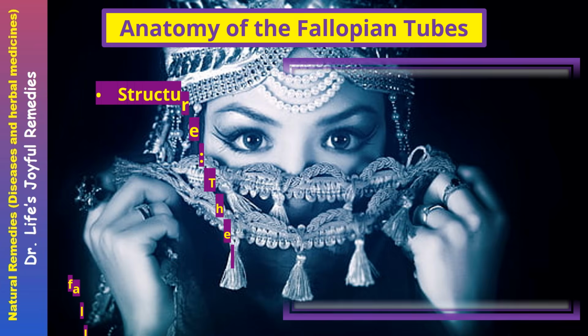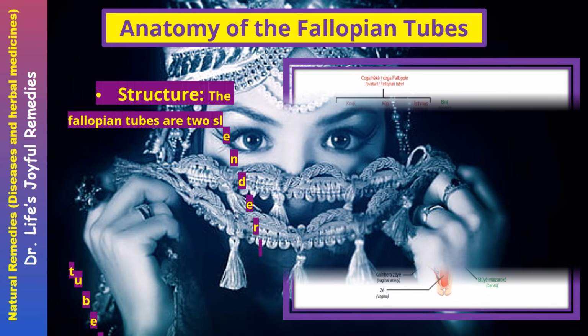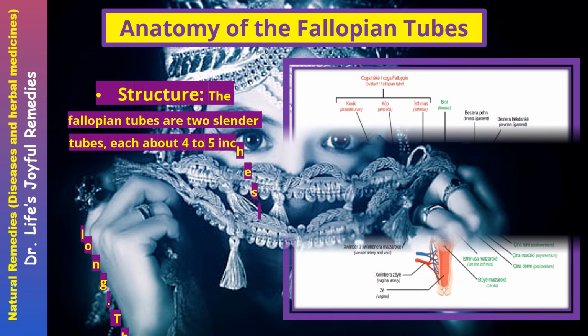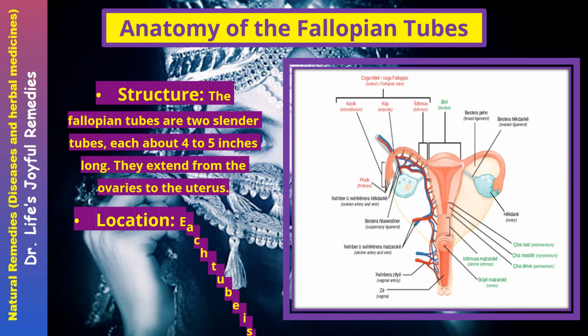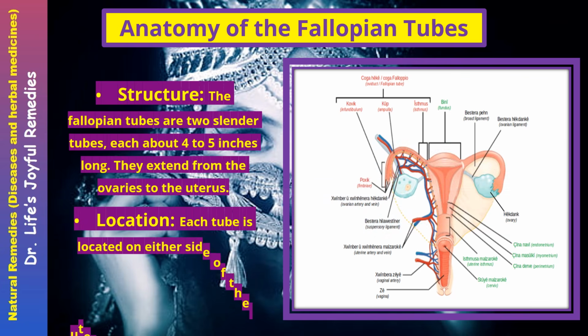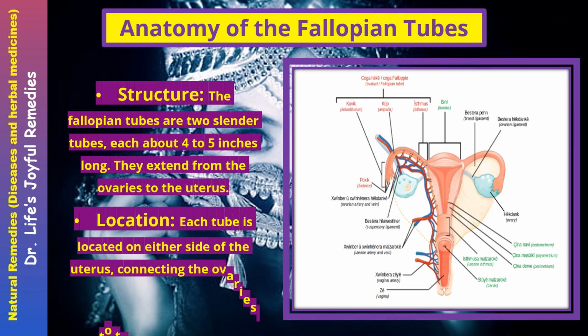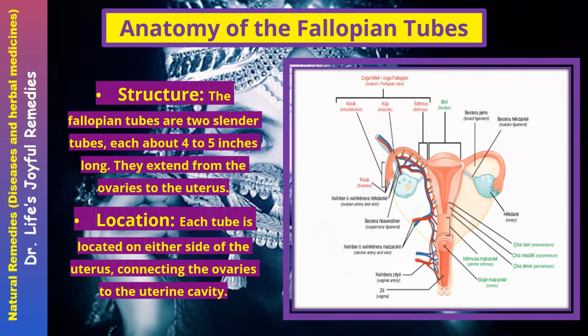Anatomy of the fallopian tubes. Structure. The fallopian tubes are two slender tubes, each about 4 to 5 inches long. They extend from the ovaries to the uterus. Location. Each tube is located on either side of the uterus, connecting the ovaries to the uterine cavity.